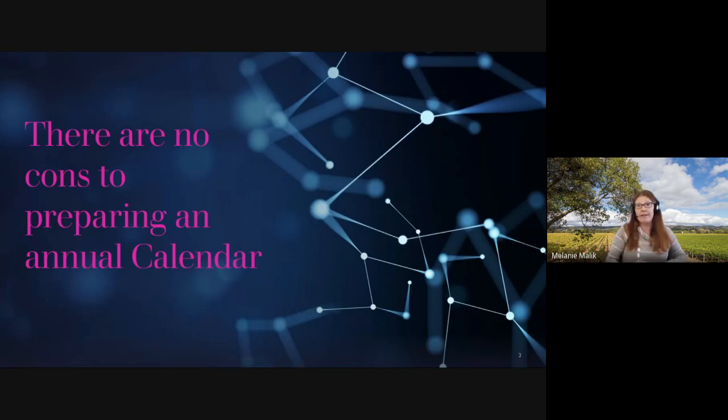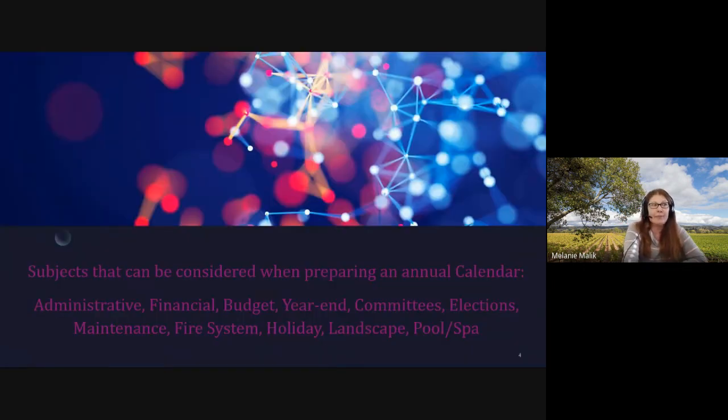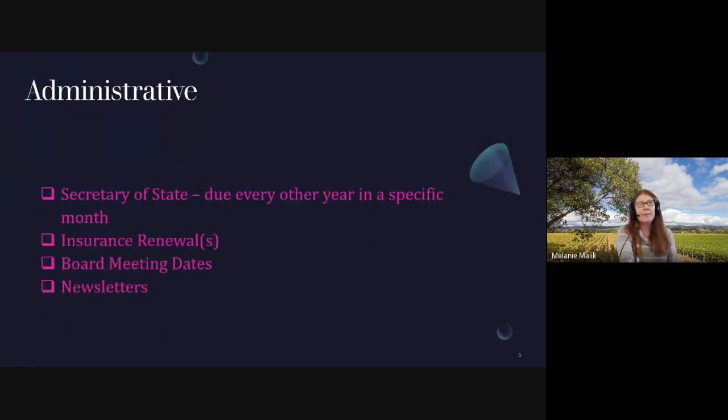So there are no cons for putting together an annual calendar. Some subjects that you can consider utilizing when you put together your annual calendar are administrative items, financial items, your budget process, year-end review, if you have committees for your communities, maintenance items, landscape, common area items such as pool and spa, your fire system, so pretty much anything that you can think of. And then I'm going to go through a couple examples of things that might fall within these categories.